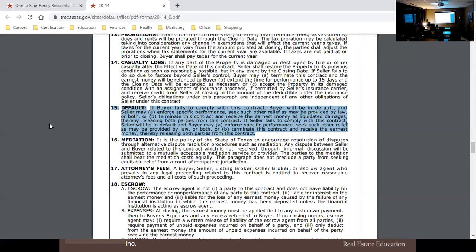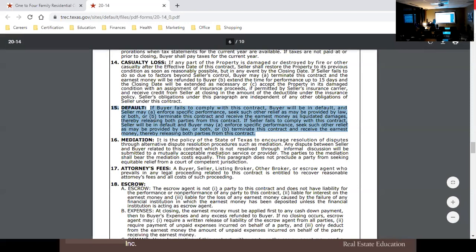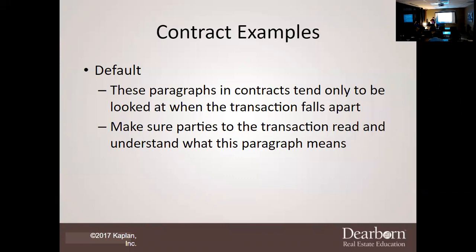Okay? So I tell people, this is not a career that you get to just willy-nilly do what you want to do. It's not like that. It's something that you have to take seriously, okay? Extremely seriously. Now, as you can see, these paragraphs in the contracts tend only to be looked at when the transaction falls through. They make sure parties to the transaction read and understand what this paragraph means.